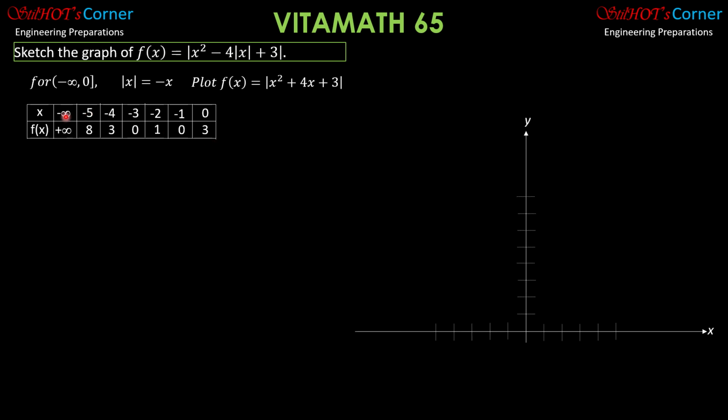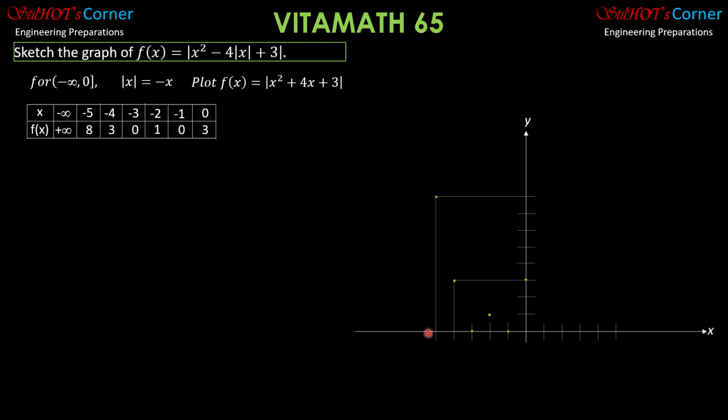Let's have first negative 5 and 8. X is negative 5, then 8 as shown. Then negative 4, positive 3 here. Then negative 3, 0 here. Negative 2, positive 1. Then negative 1, 0. Then 0, 3. So for accuracy of the graph, although we have negative infinity, positive infinity somewhere here, the graph rises when x is decreasing without bound here.